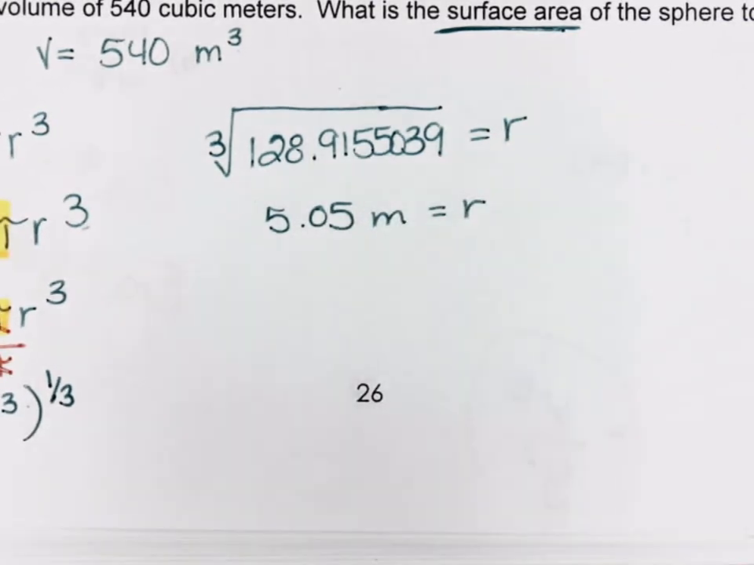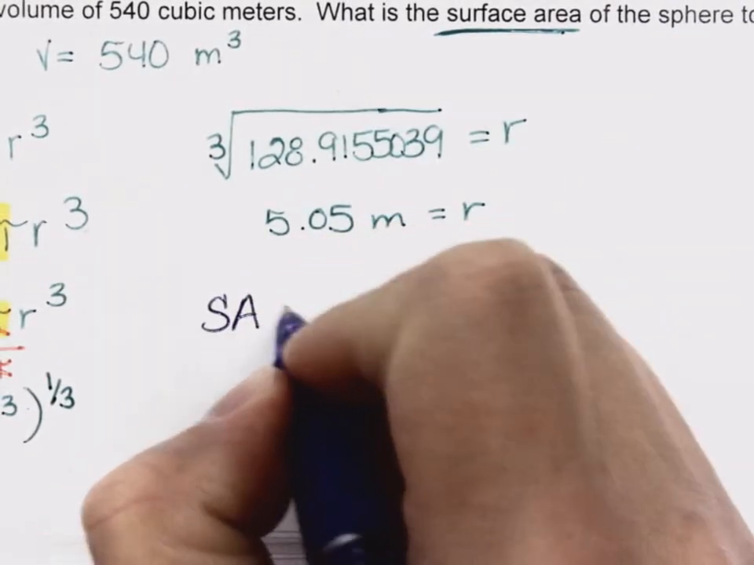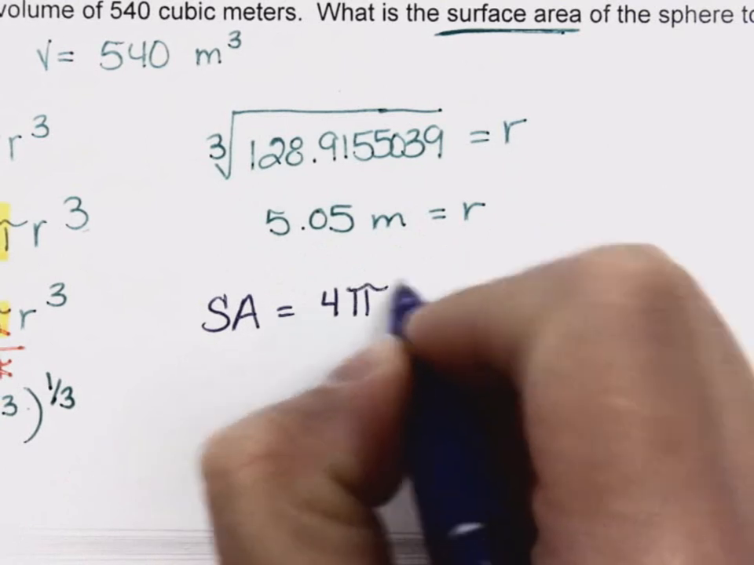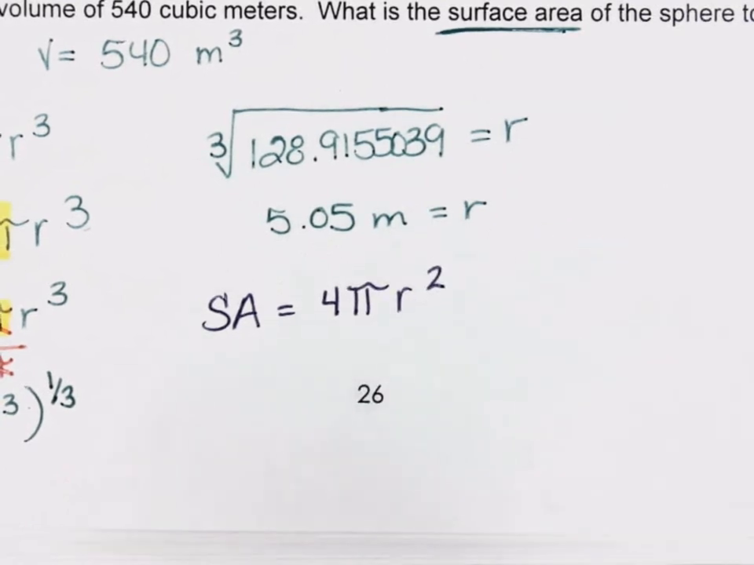Okay, so that gives me r. Now with that piece of information, I can now use the surface area formula. So the surface area formula is given here as 4 pi r squared. And I can just substitute it into that and solve for surface area. So I'm going to ask that you guys do that. Okay? Pretty basic. Plug and chug.